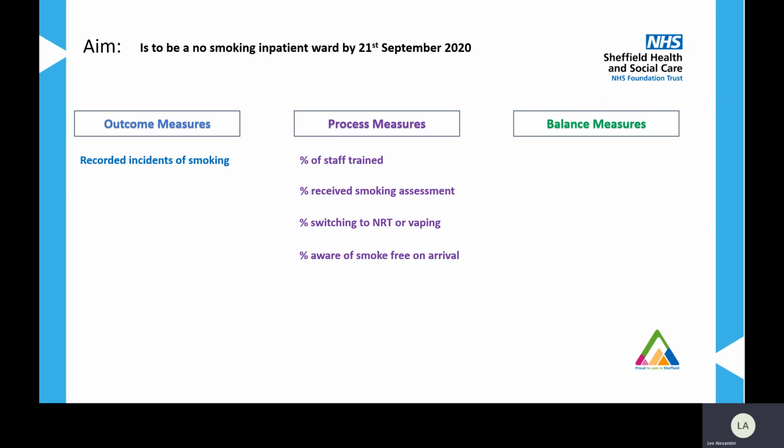In terms of the balance measures, the teams were concerned that restricting tobacco might lead to increased violence or aggression. As such, they're keeping an eye on whether incidents of restraint and seclusion increase. So far in the first 4 weeks, evidence is suggesting that going smoke-free has actually had a positive impact on incidents, and these seem to have reduced. Nevertheless, it's important to keep an eye on this as a balance measure.